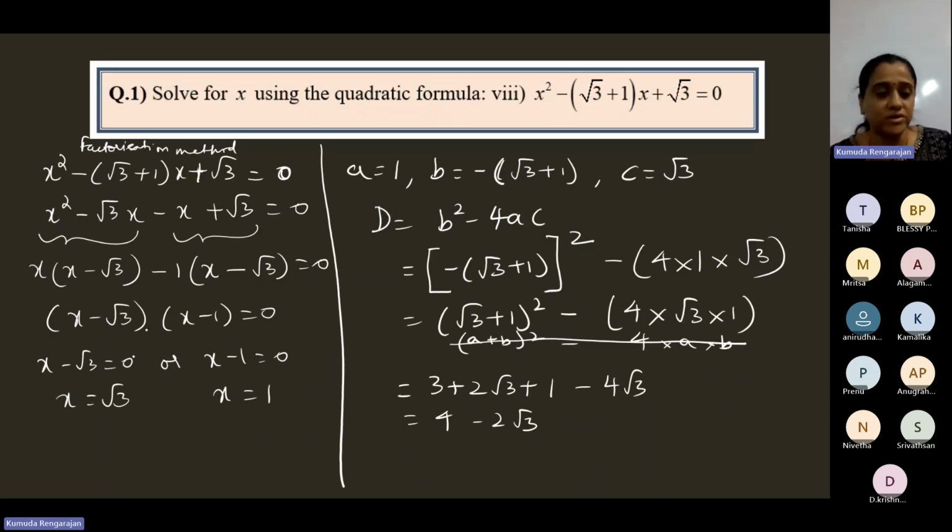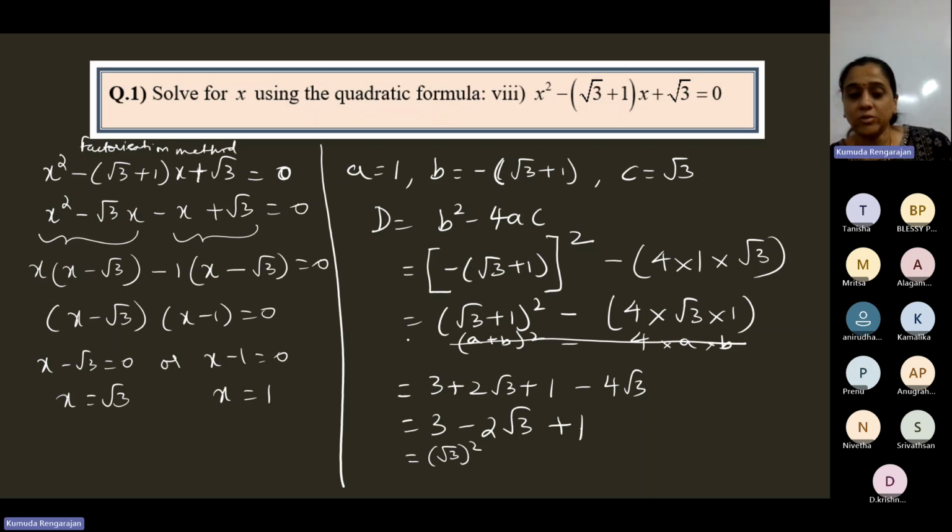Then what you should do here is you must not add 3 and 1. You must write 3 as it is. Simplify this minus 2 root 3 and write that 1 also as it is. Now, you must write 3 as root 3 the whole square, and you must write 1 as 1 the whole square. You should not add 3 plus 1 is 4. Only then you can see the perfect square.